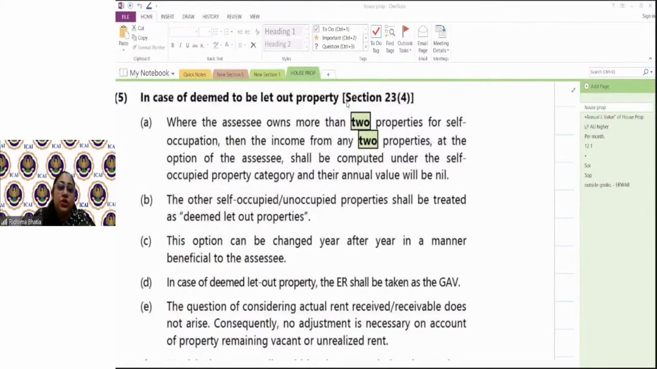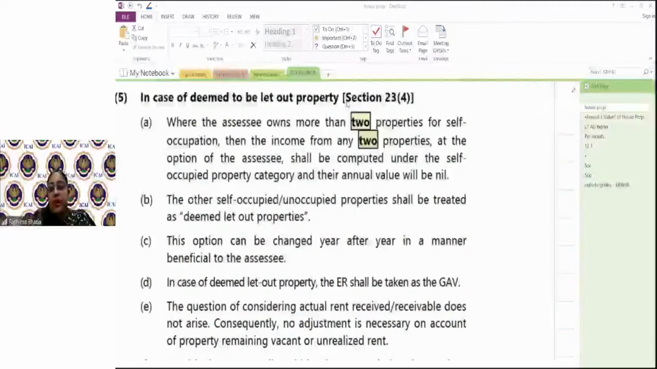Make sure that the construction loans are taken after 1st April 1999, and at the same time the construction is completed within 5 years from the end of the financial year in which the loan was taken. Okay, along with that we understood composite rent. And we understood income from house property outside India: everything would be taxed in India.